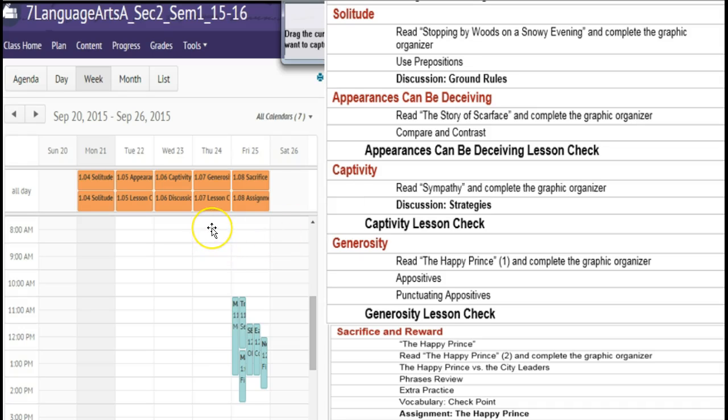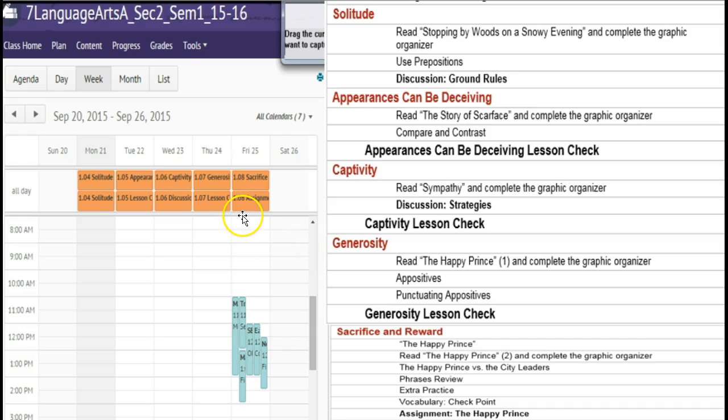On Thursday, the 24th, you have 1.07, and 1.07 has two parts also. It is part 1 of the Happy Prince. You're going to be looking at appositives, punctuating appositives, and then a lesson check. Remember, whenever there's a lesson check, the lesson before always has a review.